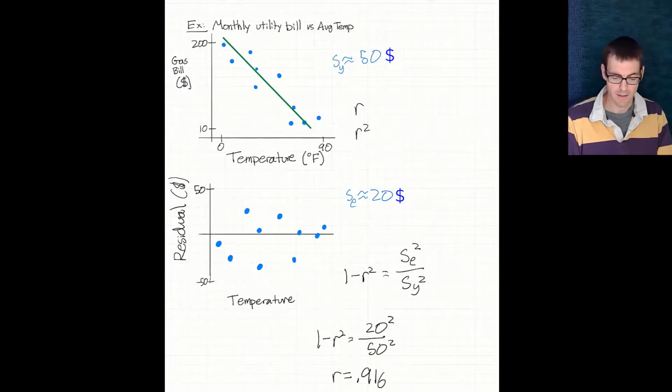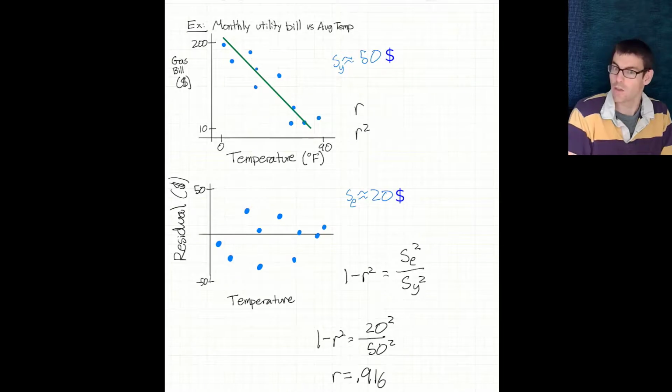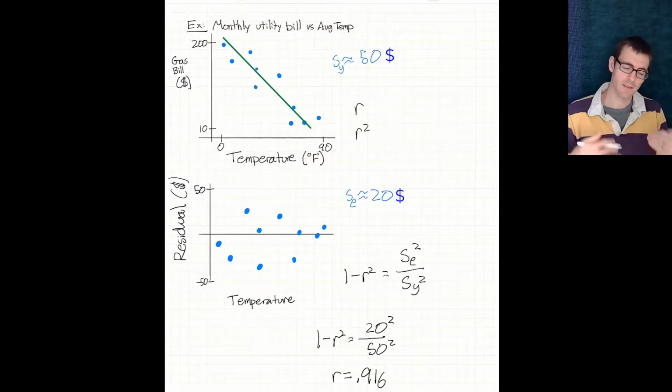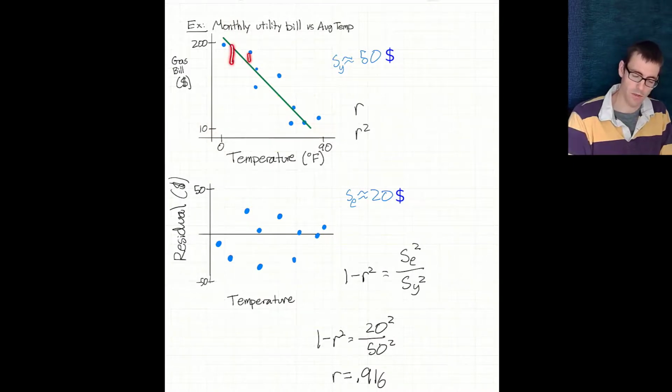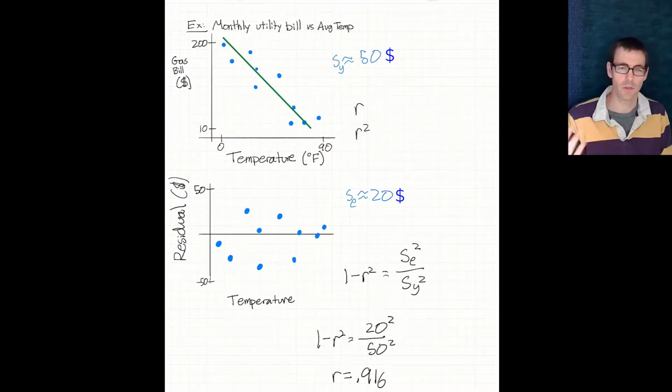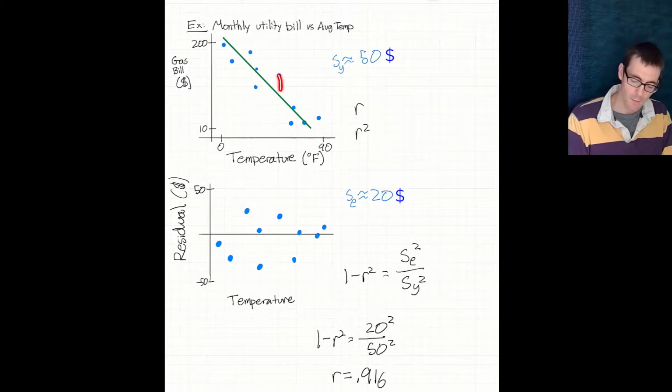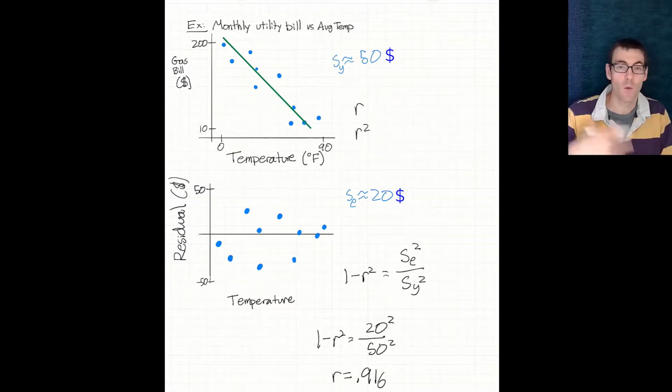So this is saying that, hey, this is a pretty good model. This is a pretty strong association, and that's reflected not only in these appearing close to each other, but by the fact that the residuals are small, which really is sort of just two different ways of saying the same thing. But this r squared, or r, is a measure of how good of a model a linear regression line is.